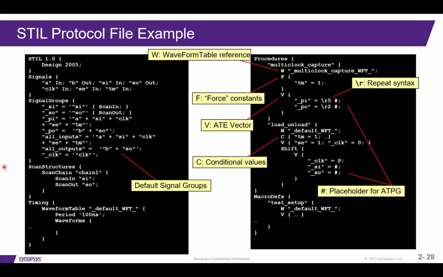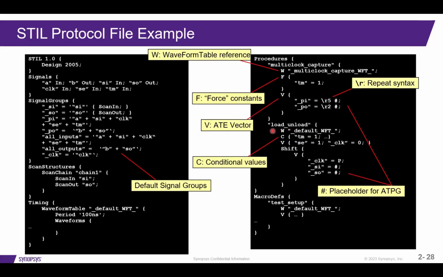Now, in this design, I already have a chain stitched. So the scan in and scan out are already defined here in the scan structures section. I could have different waveforms defined in the timing section. I then define the procedures in this test protocol. So the first procedure is capture. So this is the sequence in order to perform capture. I need to constrain the test mode signal using the F keyword to say that during capture, this signal needs to be 1. I then use the V keyword to indicate the vector to be applied and sampled. The pound or hash character is a placeholder for ATPG.